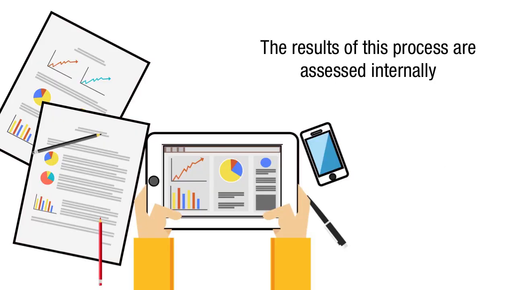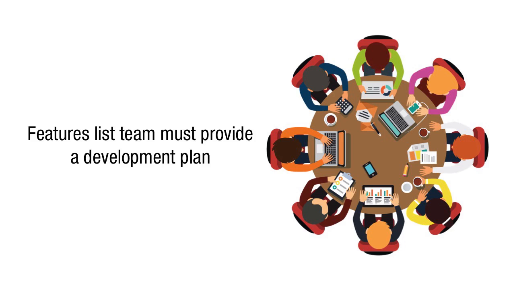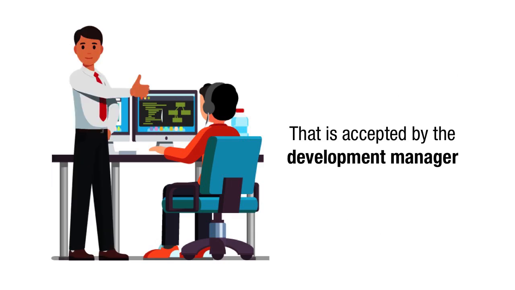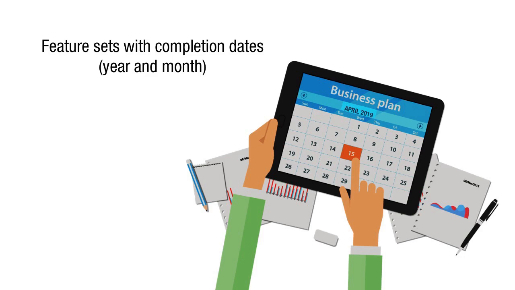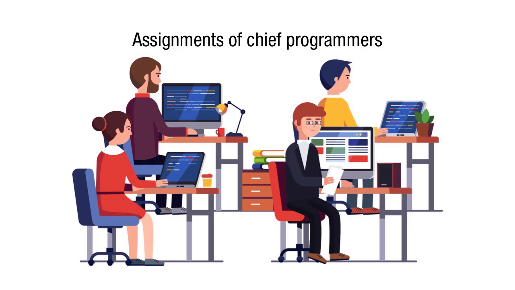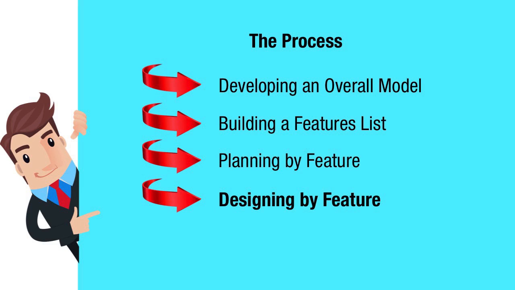Verification of the results. The results of this process are assessed internally by the feature planning team members. Exit criteria. The features list team must provide a development plan that is accepted by the project manager and the development manager. These include feature sets with completion dates, both year and month, and the completion dates for major feature sets. Assignments of chief programmers. Assignments of class owners.